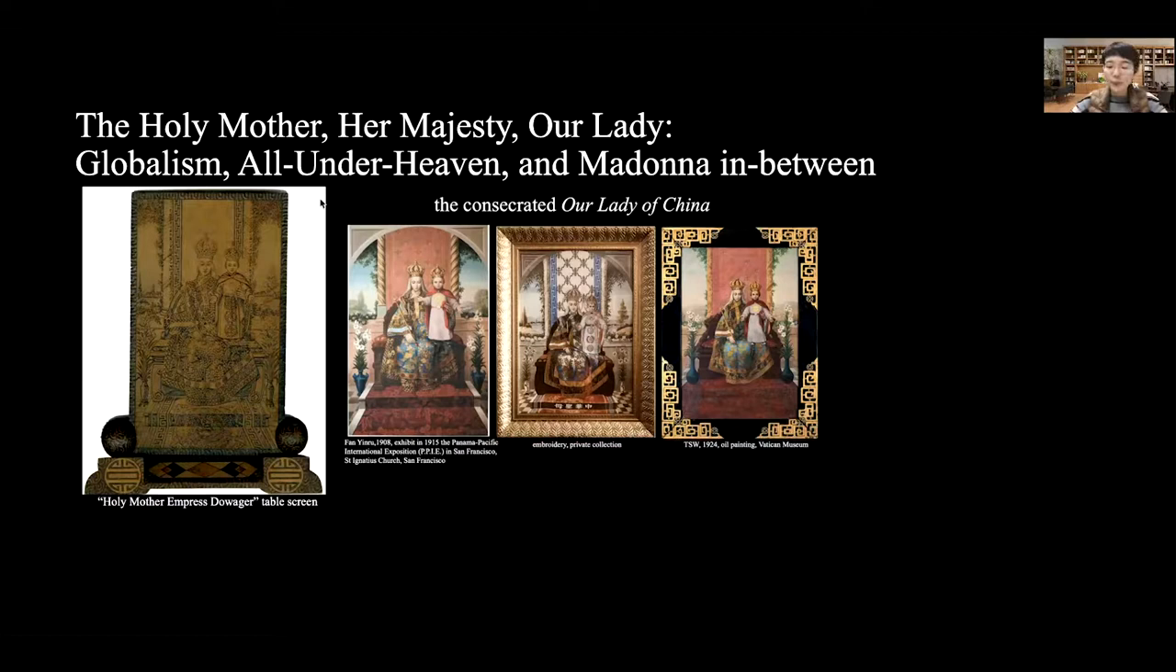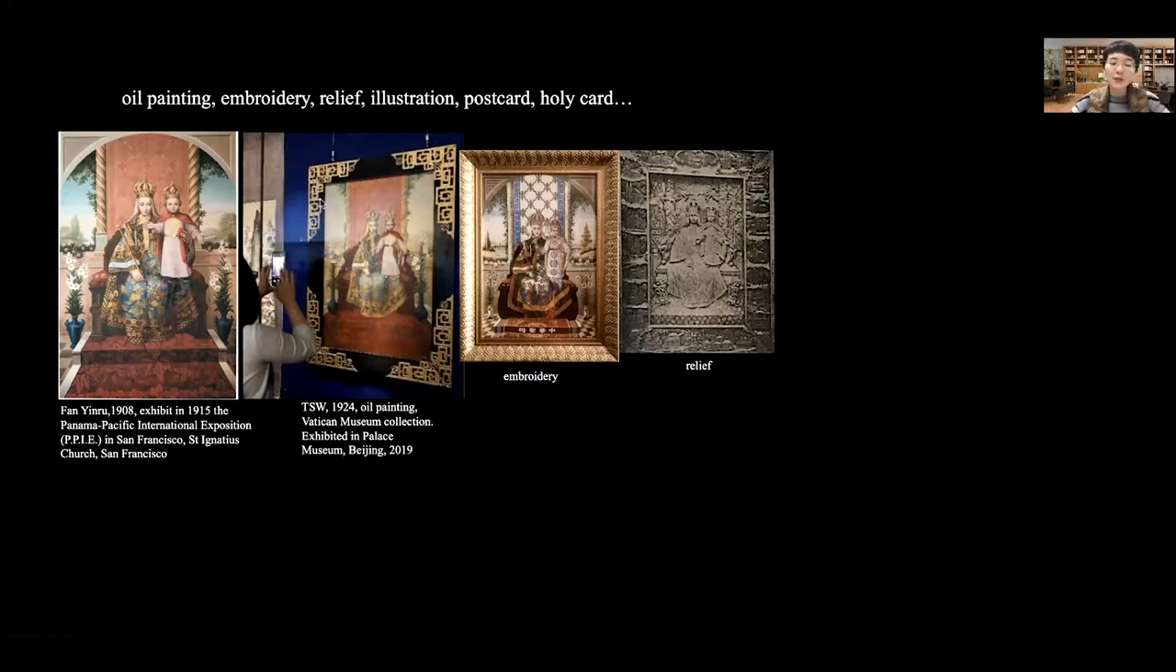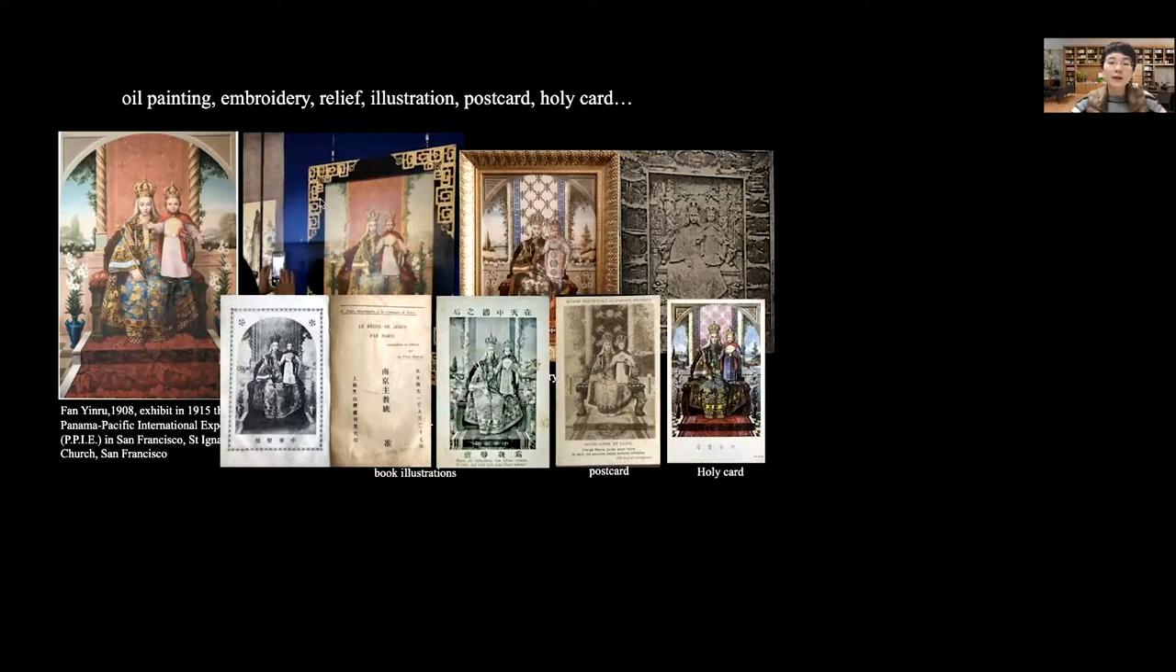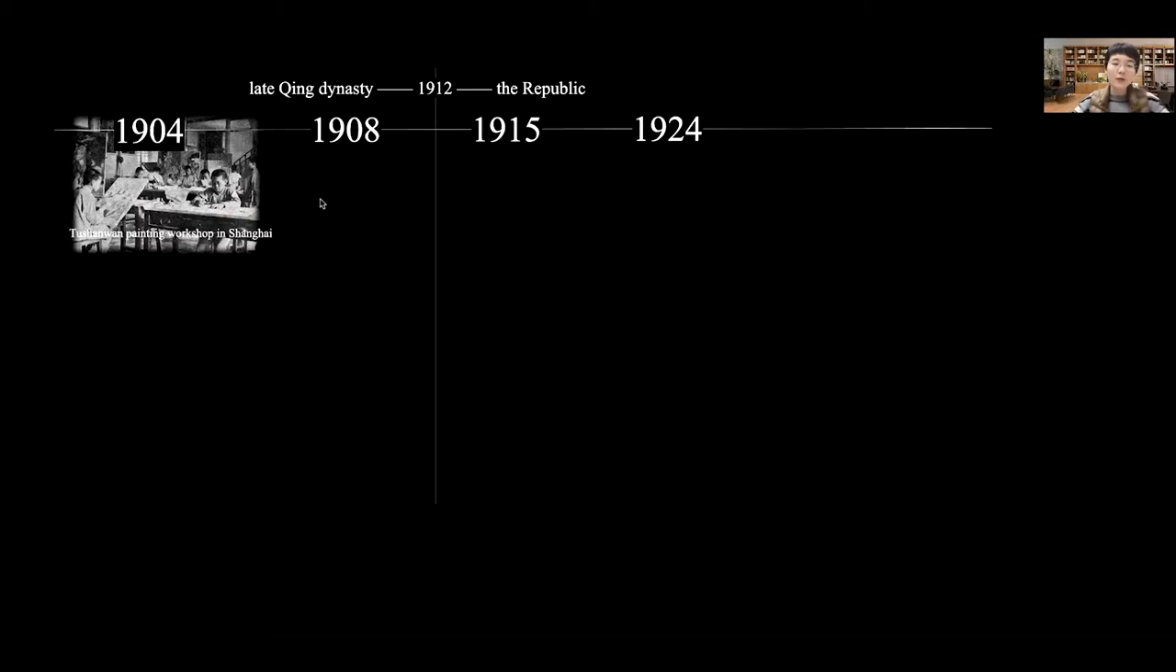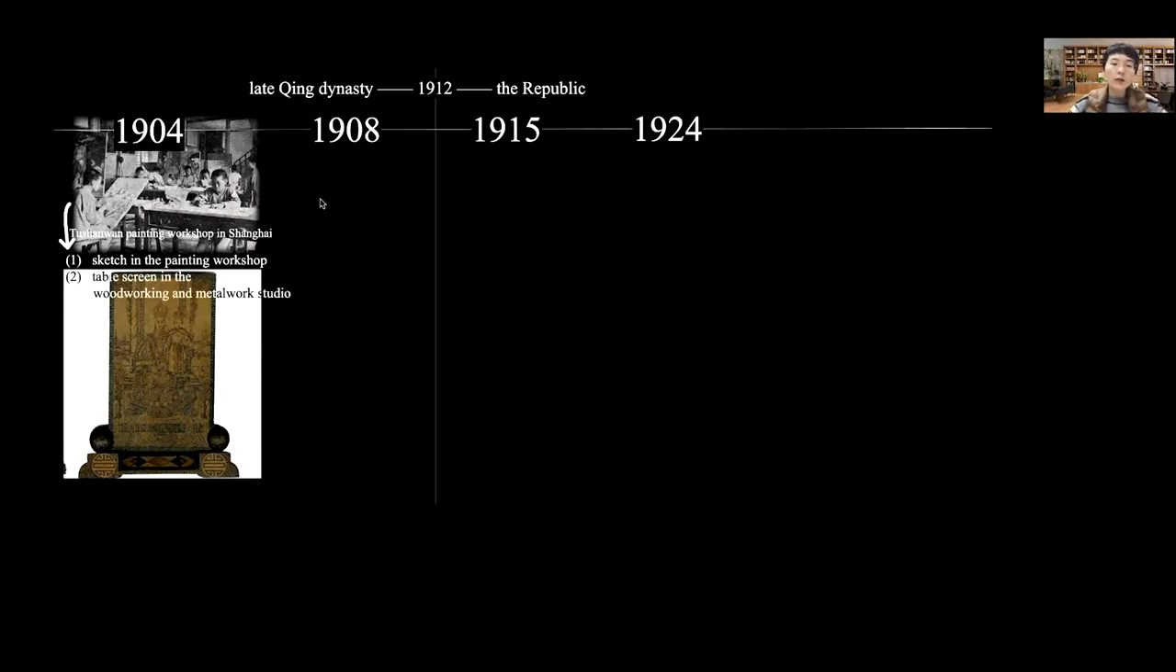Also, this icon has copies in different materials, like this, and so was disseminated widely. Well, big or small, expensive or quite cheap, in different materials. So I organized a timeline of the making and ordering of major types of this icon. In 1904, as mentioned before, the French Jesuit Tushanwan workshops received the wooden table screen order, supported possibly by the Empress Dowager indirectly.